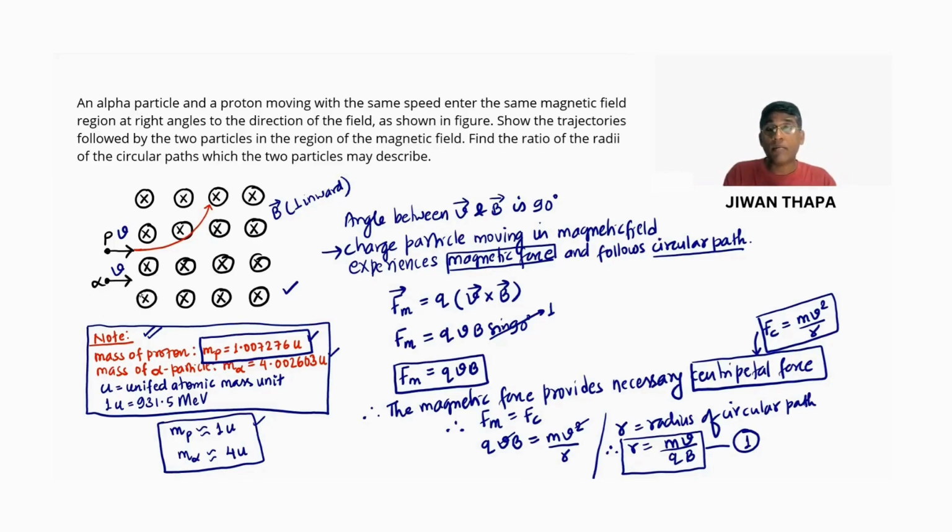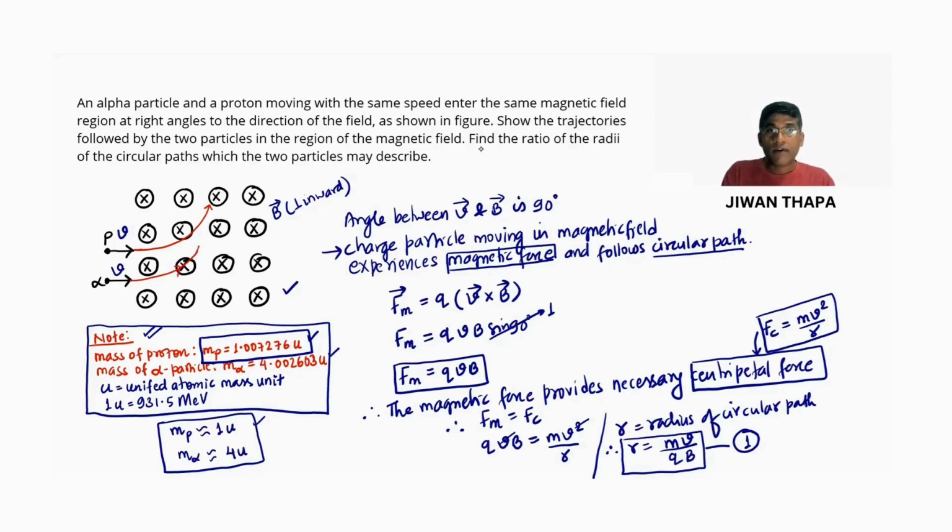In the same way, alpha particle is positively charged. So for this reason, it also experiences an upward force and follows a circular path.